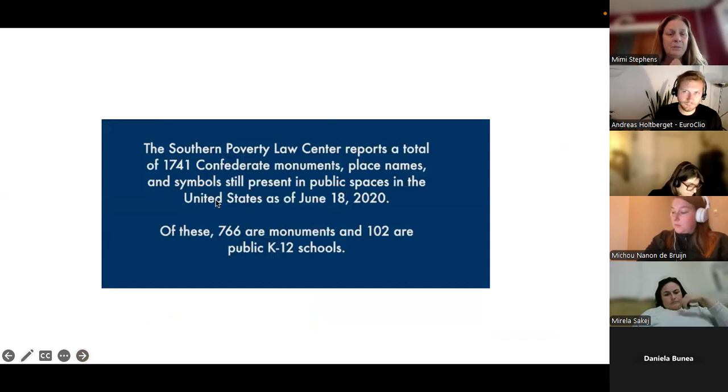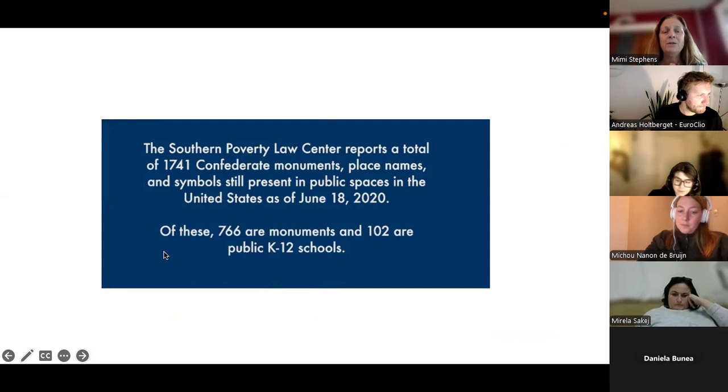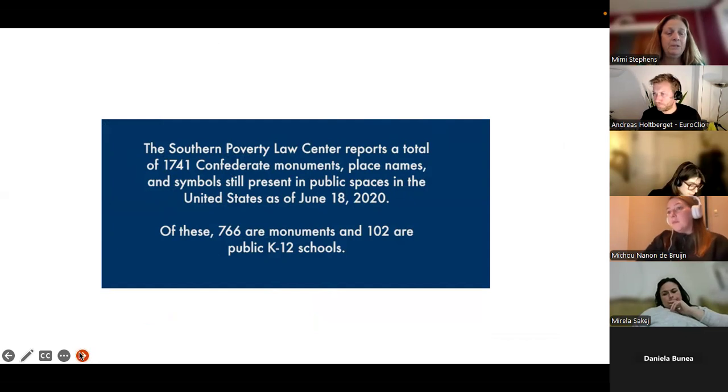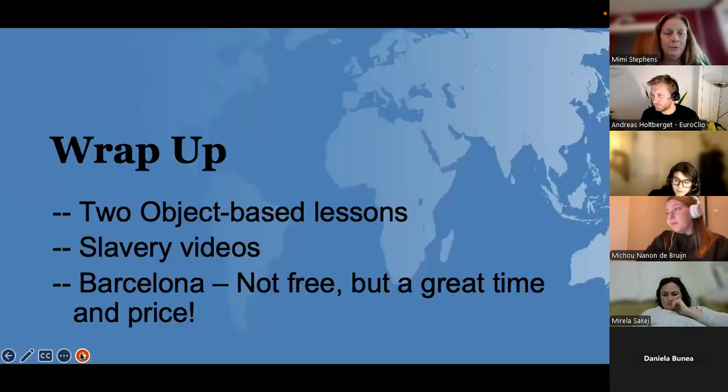And of course, as I mentioned before, lots of places in the South and elsewhere still have many monuments, place names, symbols, etc., dedicated to Confederate figures.